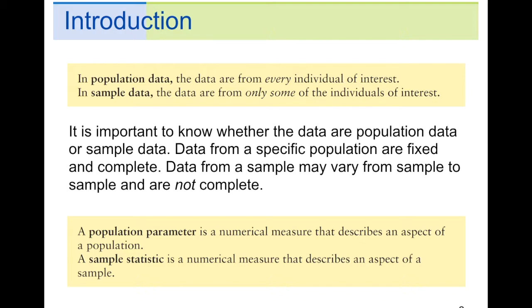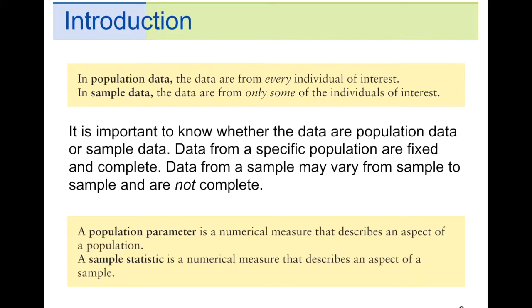So it is important to know whether the data are population data or sample data. Data from a specific population are fixed and complete. It's all of them. Data from a sample may vary from sample to sample and are not complete. So if you look at two different samples from a population, those usually would be different, but the population is all of it. Usually you want a population, but a lot of the times you have to get a sample because it's just not really feasible.